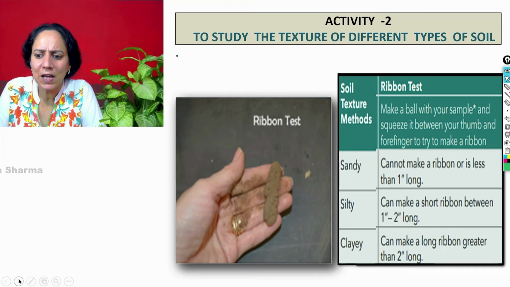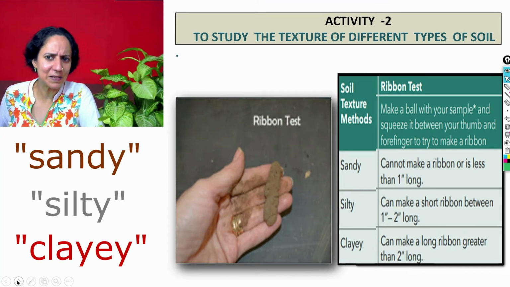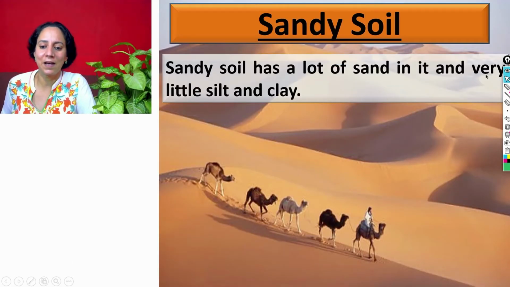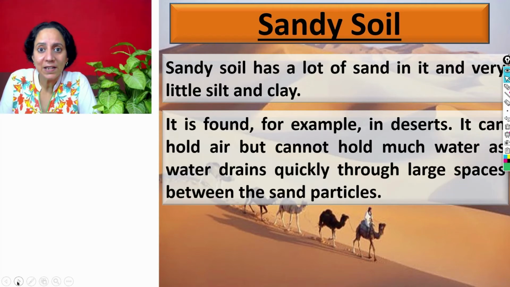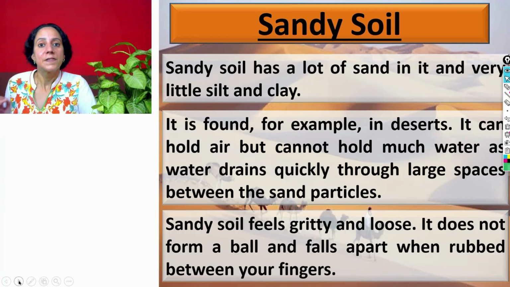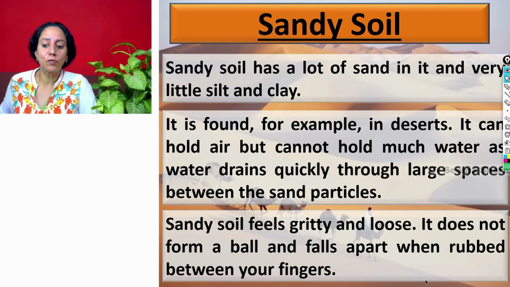In this activity, I used the words sandy, silty, clay. So let's know about these. Sandy soil has a lot of sand in it and very little silt and clay. Like the deserts of Rajasthan, they have sand and only sand. Sandy soil can hold air but cannot hold much water, as water drains quickly through the large spaces between the sand particles. Sandy soil feels gritty and it's loose. It does not form a ball.